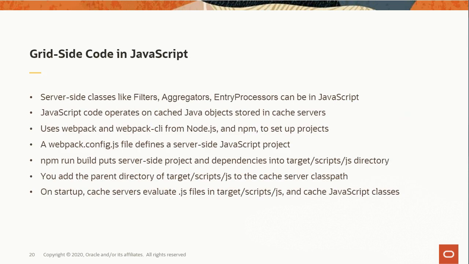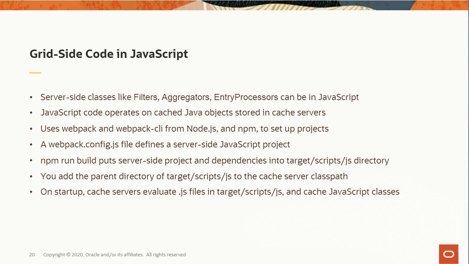So what we did for grid-side code in JavaScript: we allow you to write filters that are used in distributed queries. We allow you to write aggregators, like we saw in the count cars example, and we allow you to write entry processors in JavaScript. And the JavaScript code that you write operates on cached Java objects stored in Coherence cache servers.